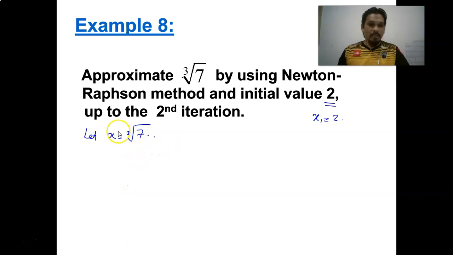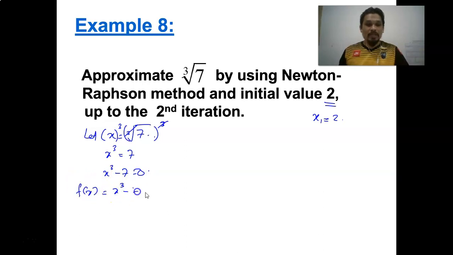Then x cubed equal to 7, so x cubed minus 7 equal to 0. So this is our f(x), which is x cubed minus 7. Then f prime x equal to the derivative of x cubed, which is 3x squared. So with f(x) and f prime x, let x1 equal to 2.